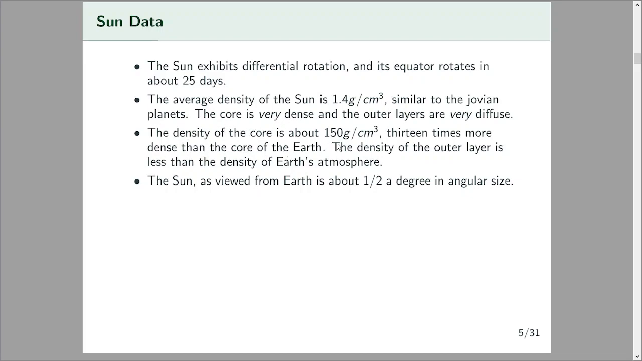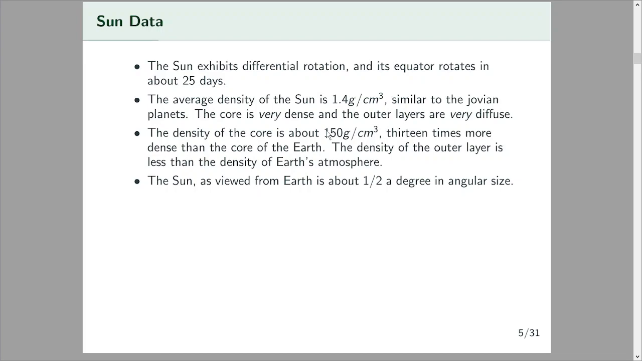So the density of the core is about 150 grams per cubic centimeter, and maybe you don't remember those numbers very well, but water is 1 gram per cubic centimeter. Iron is 8 grams per cubic centimeter. Lead is 11 grams per cubic centimeter. Gold is 19 grams per cubic centimeter. And so this is 150.